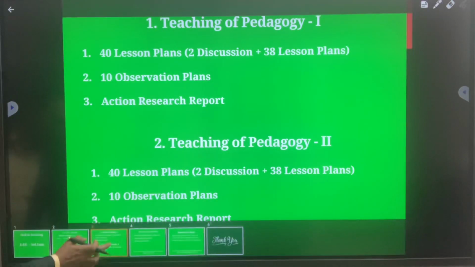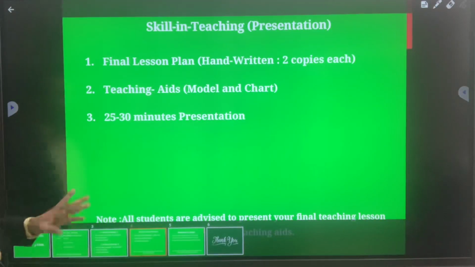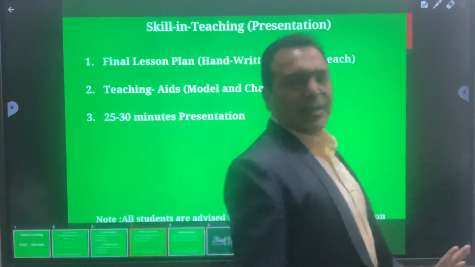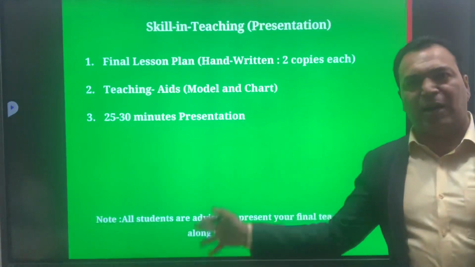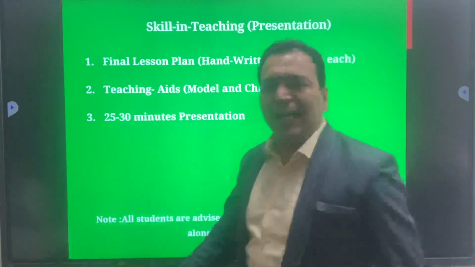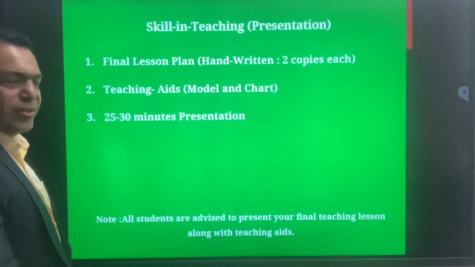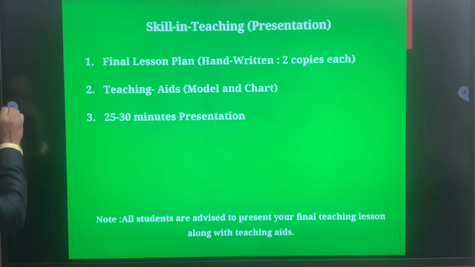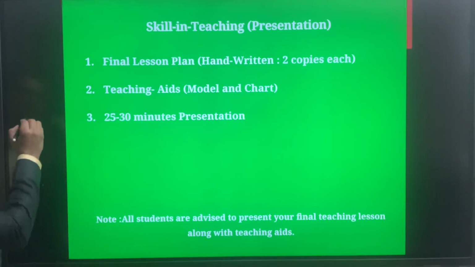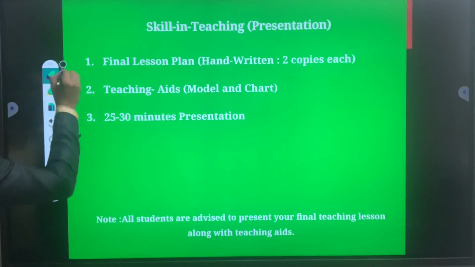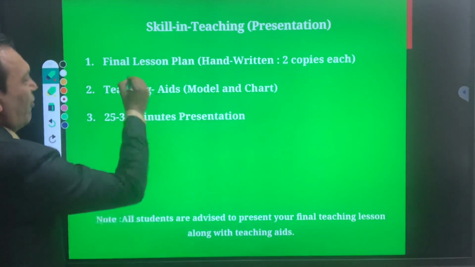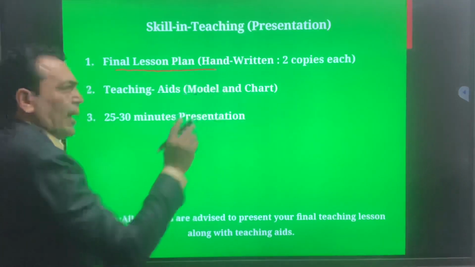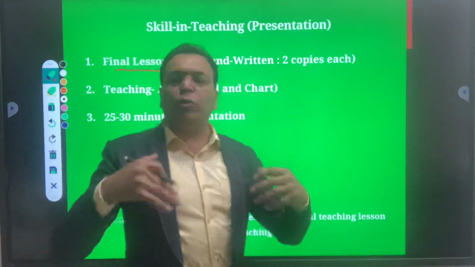So under this, this is the presentation part, right guys? Under the presentation part, you have to perform, okay? And you have to perform these 3 things. You can read on the blackboard. So first is your final lesson plan, right guys? So this is your final lessons plan, right? Whatever the lessons you have to perform over there.